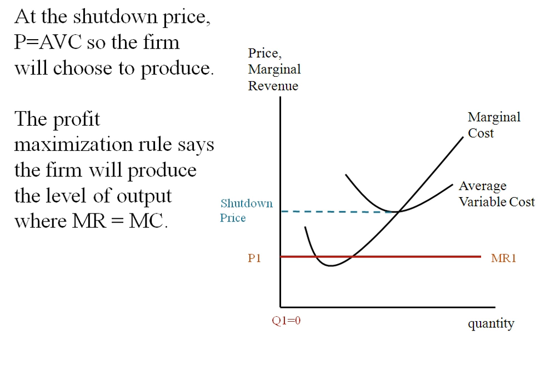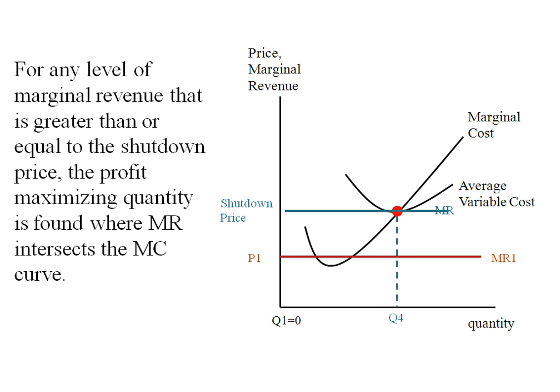How much will we produce? Well, produce the level of output where marginal revenue and marginal cost are equal. So if the shutdown price were our marginal revenue, Q4, for example, in this case, would be the amount of output we're producing. I could put a dot there to show that that is actually our first point on our supply curve. Now, for any level of marginal revenue greater than or equal to that shutdown point, we're going to use that MR equals MC rule.